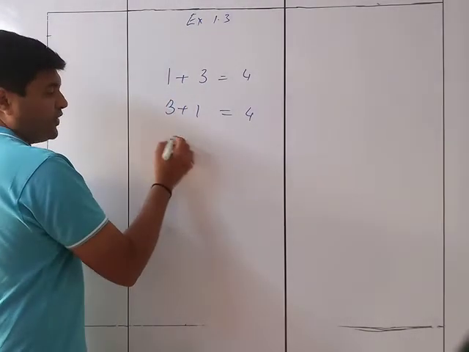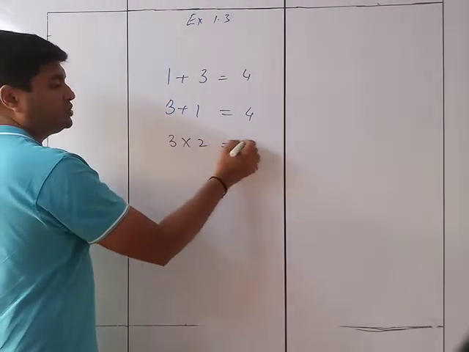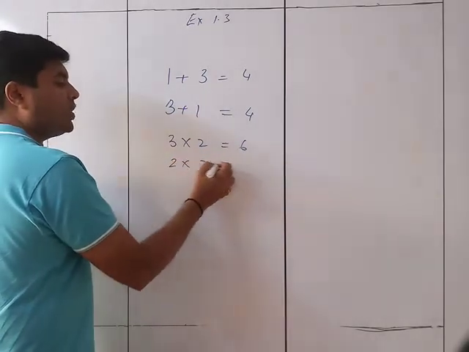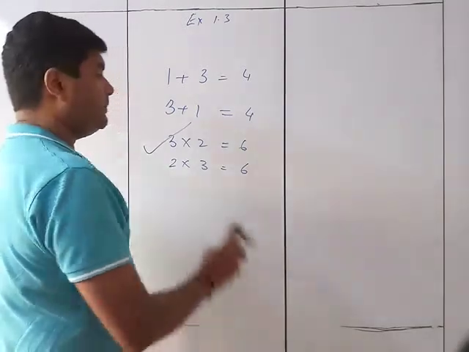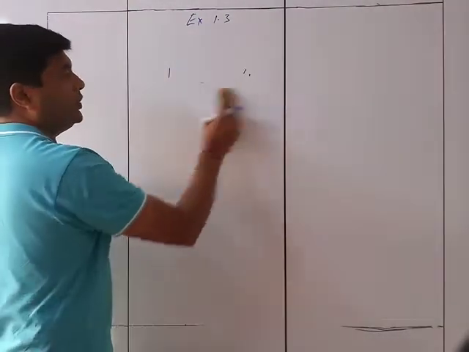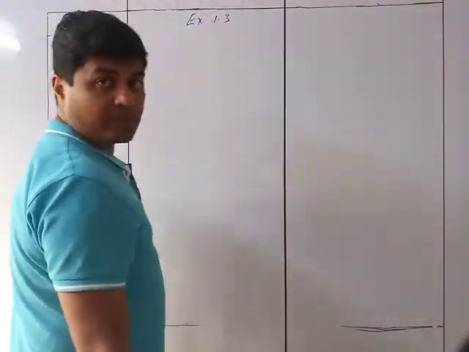So over here, for example, 3 into 2 is equal to 6. Then 2 into 3 is also equal to 6. Hence the commutative property is applicable in multiplication. This is exactly what we are going to do now in the case of fractions.